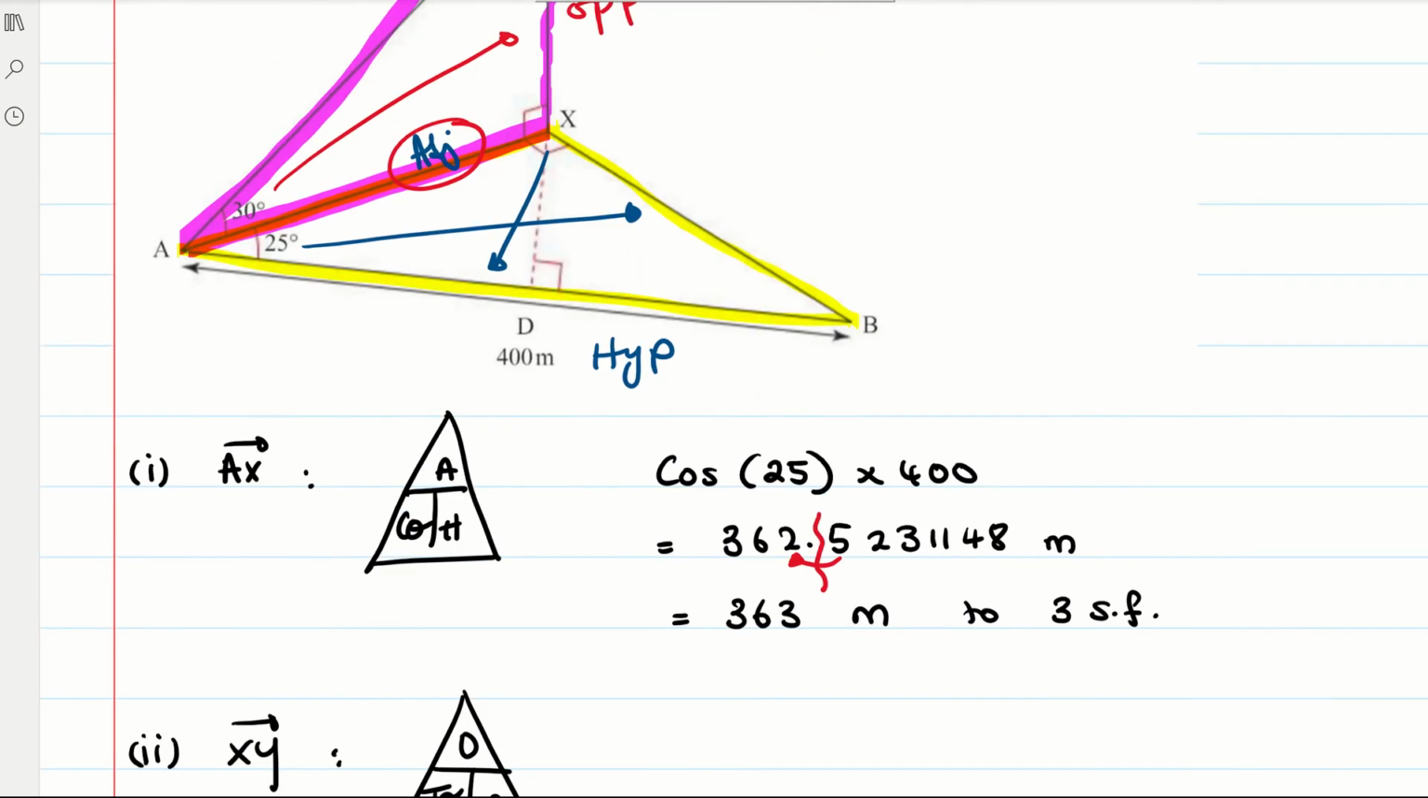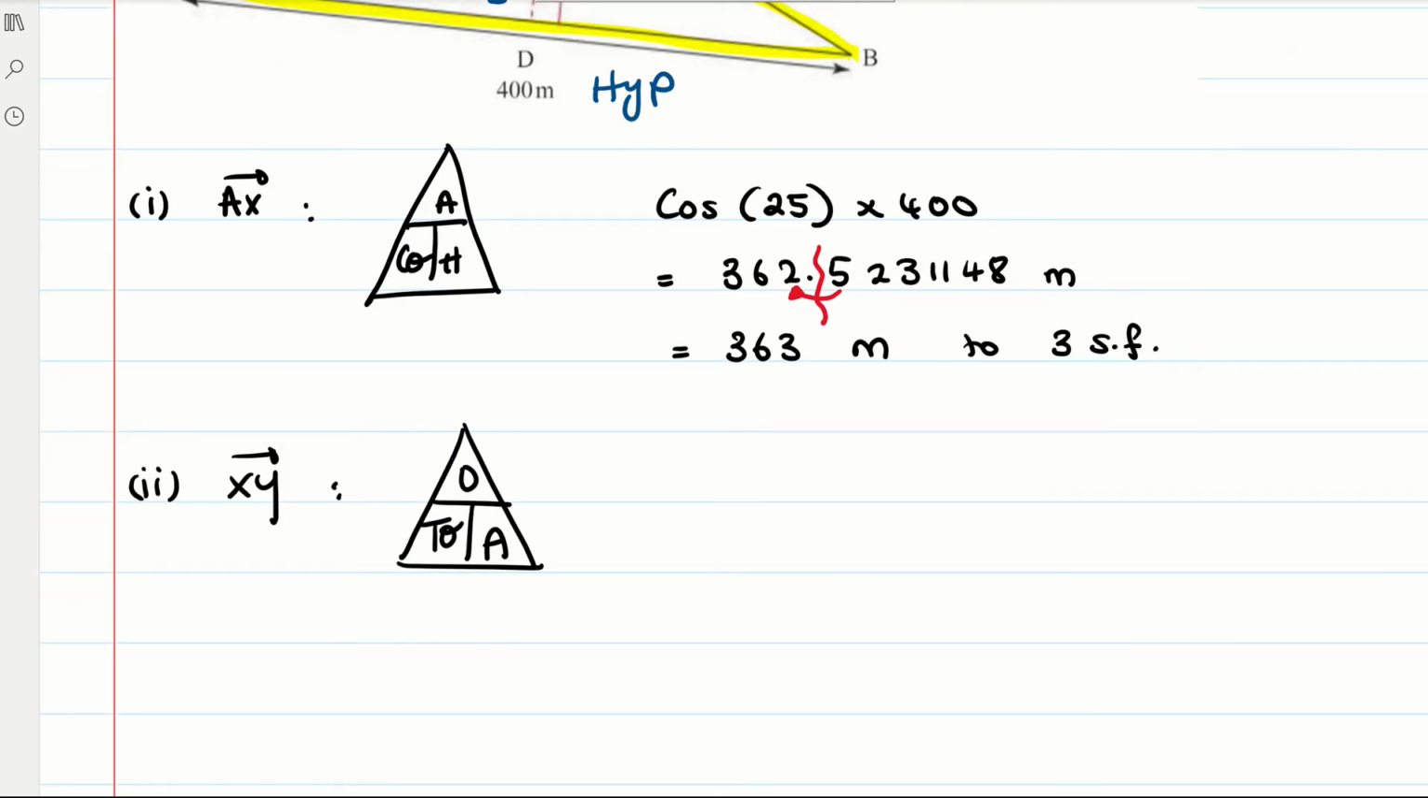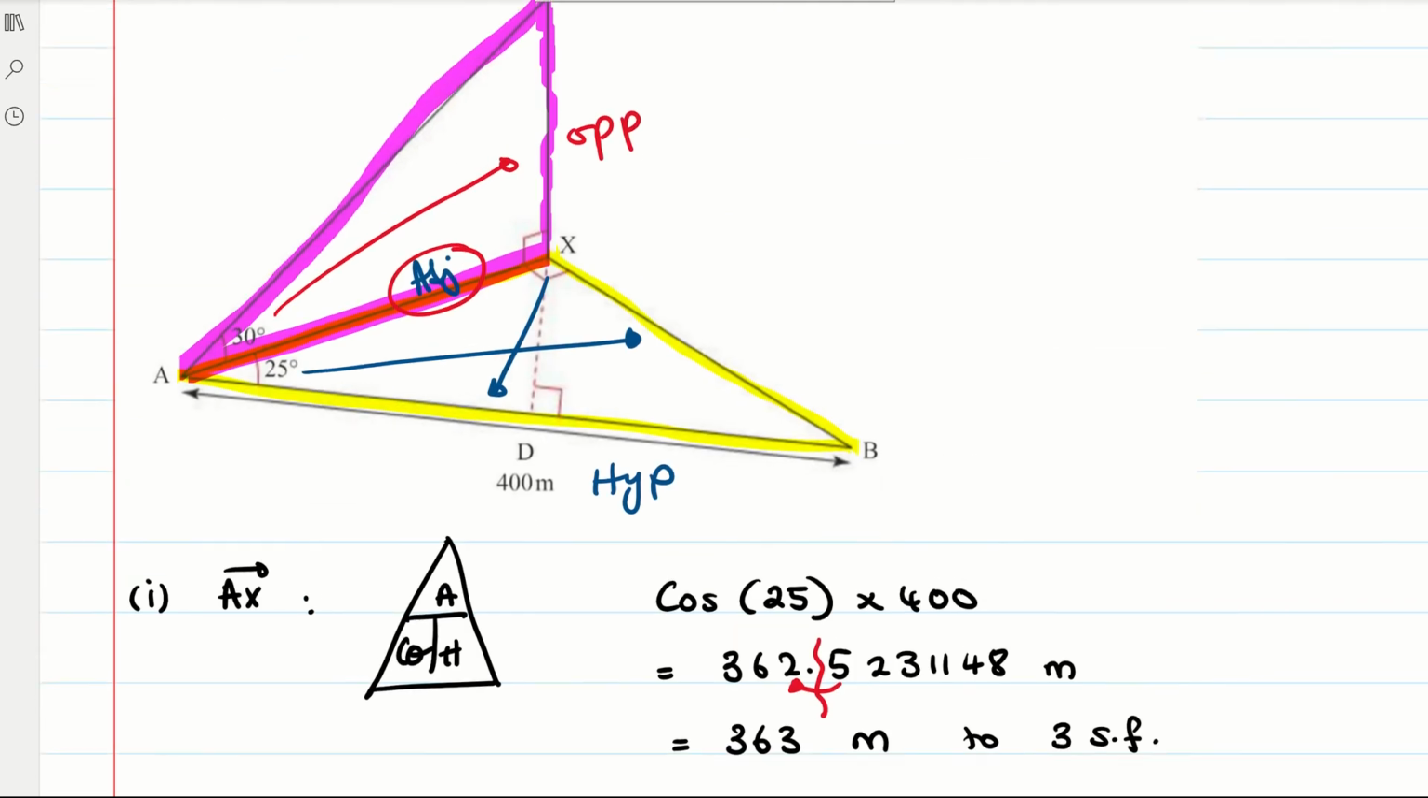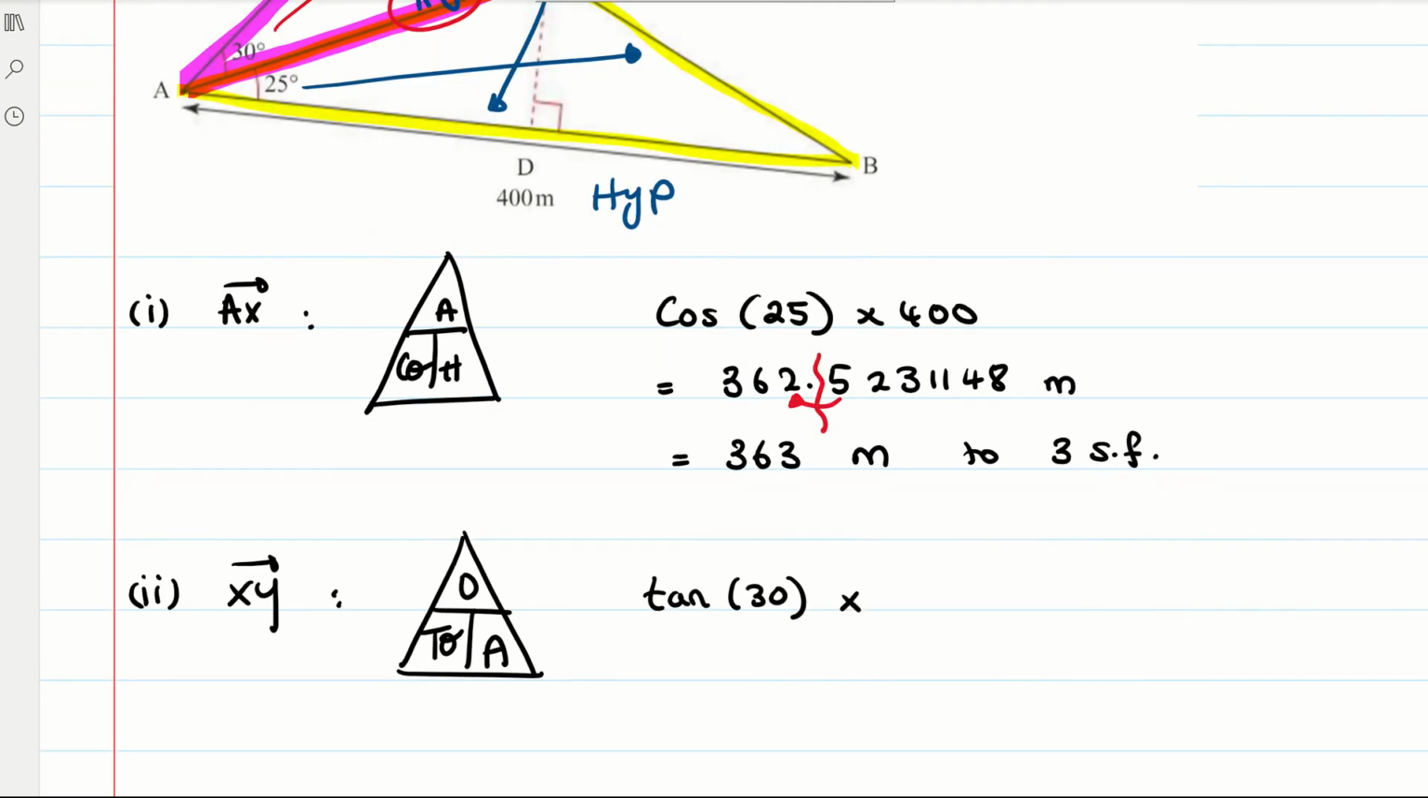And since I am trying to find the opposite, I'm going to do tan 30, because that's the angle, tan 30 times answer. It should still be in your calculator. So that is the answer. And it should give you 209.302879 meters, and to 3 significant figures, 209 meters.